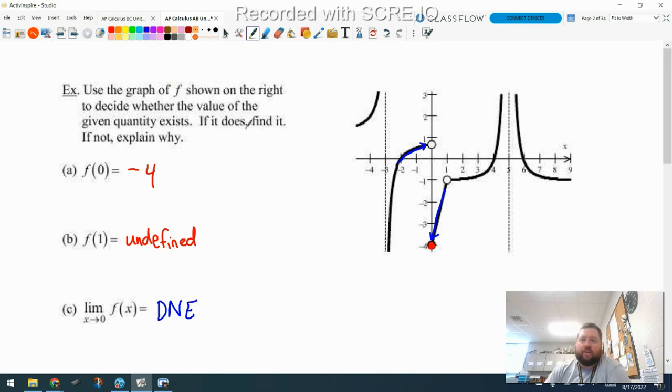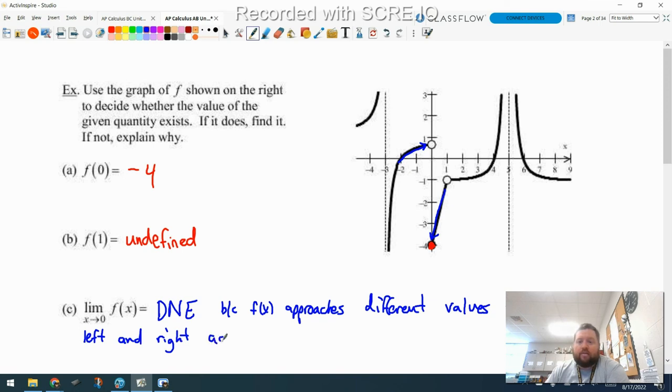And it says if it does, find it. If not, explain why. So it does not exist because f of x approaches different values from the left and right as x approaches 0.